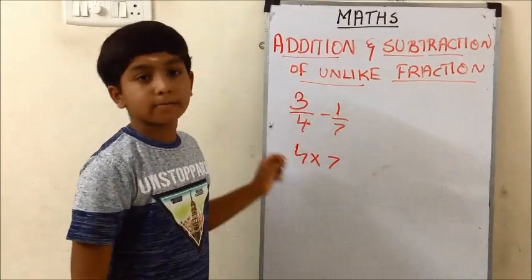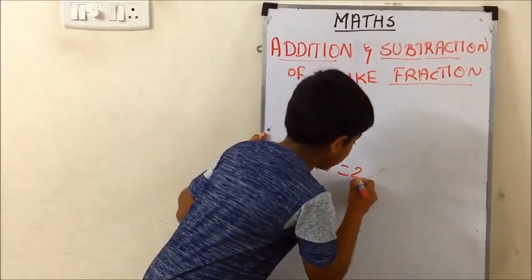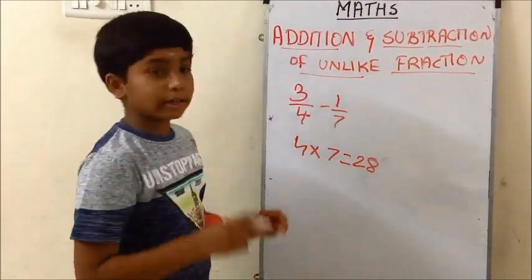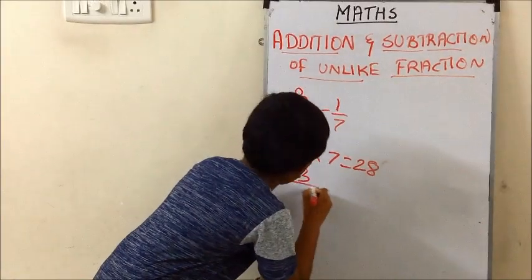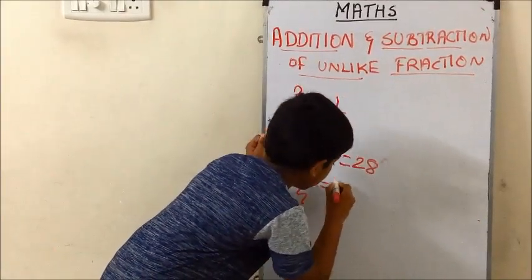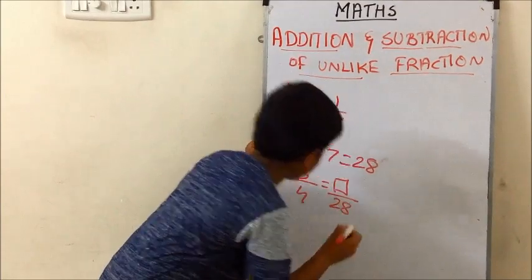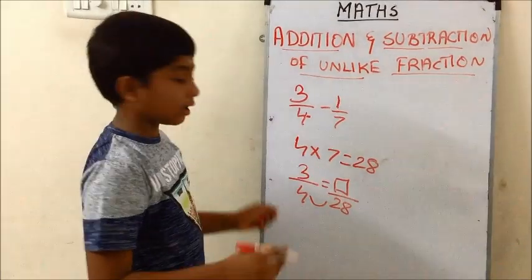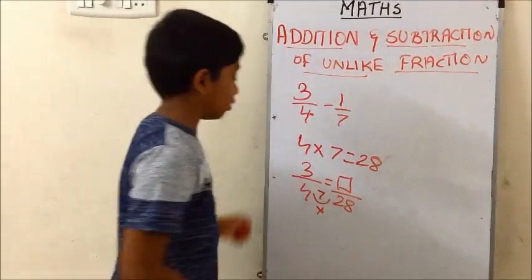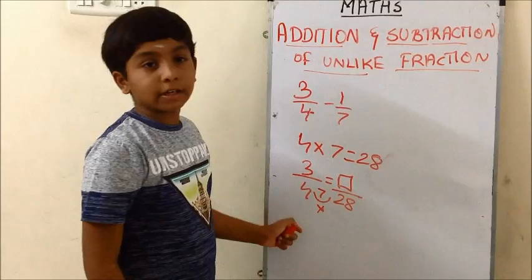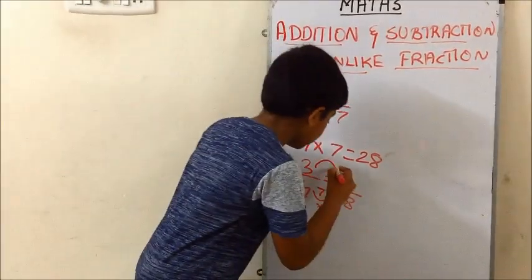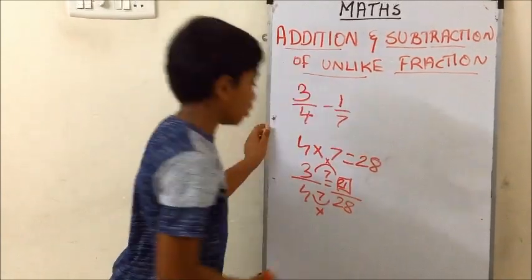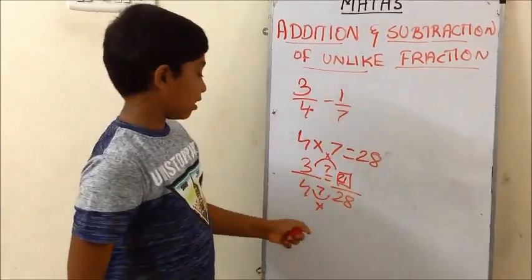4 sevens are 28, equal to 28. Now we have converted the denominator as 28. 3 by 4 is equal to box by 28. In 4 tables, in which time 28 will come? It will come in 7th time. So we need to multiply 7 with the denominator and the numerator. 3 sevens are 21. So we got 21 by 28.